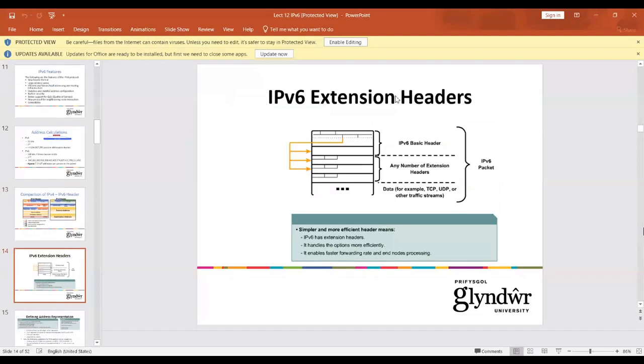So these are some of the extension header adding processes. You can see that the IP version 6 packet is growing little by little while adding any number of extension headers to the basic header, right?